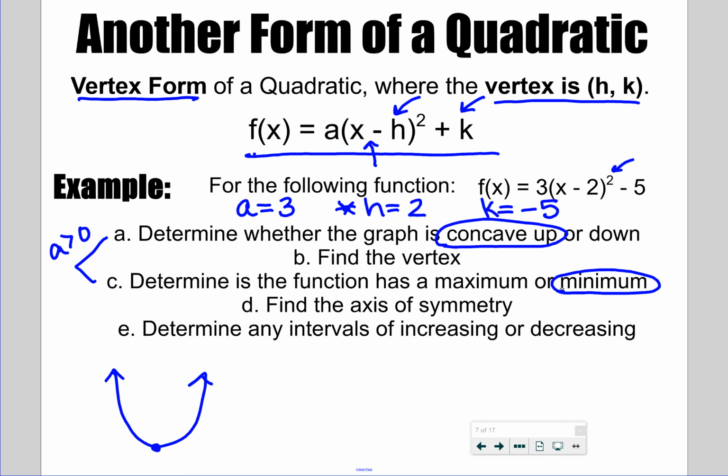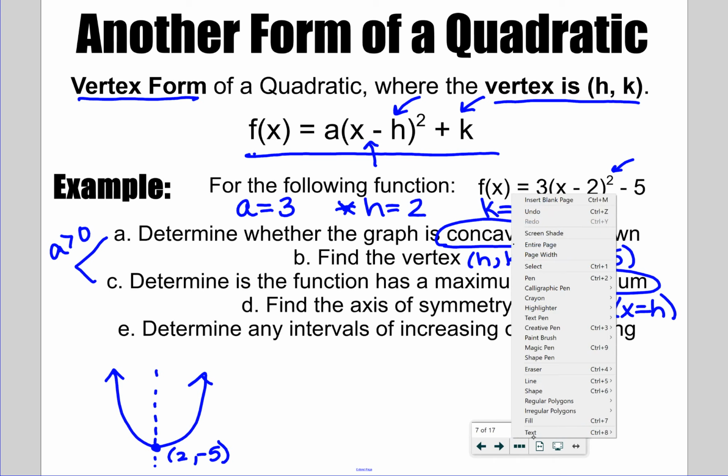Next, find the vertex. So in the last few problems, this involved a little bit of calculation, but remember, vertex is just H and K. And we have H and K. 2, negative 5. Done. I can label that here. 2, negative 5. Axis of symmetry, remember that's always x equals, and it always goes through my vertex, so it's x equals the x coordinate of my vertex, which again we already know is 2. So for these, you can always say x equals h will always be the x coordinate, will always be the axis of symmetry.